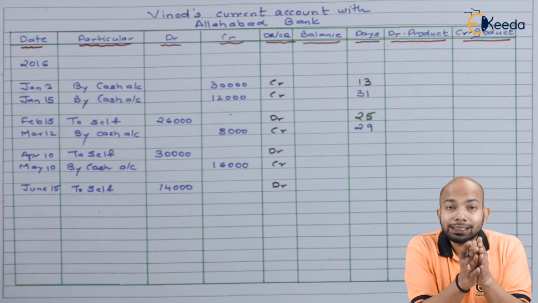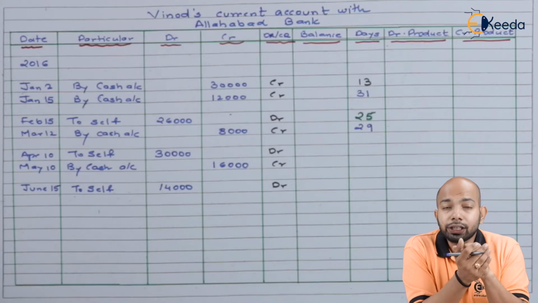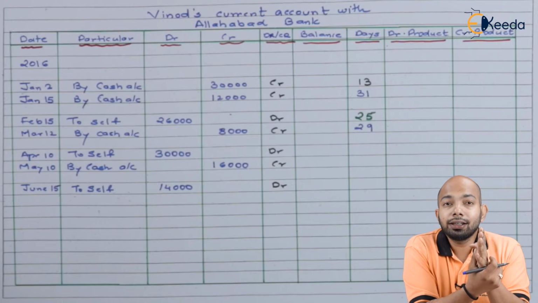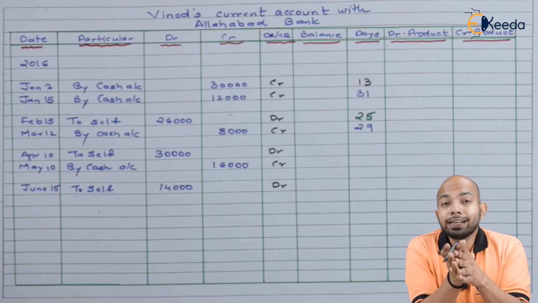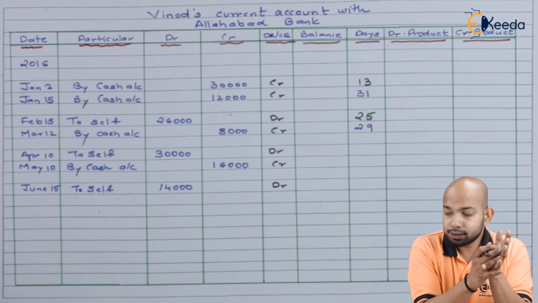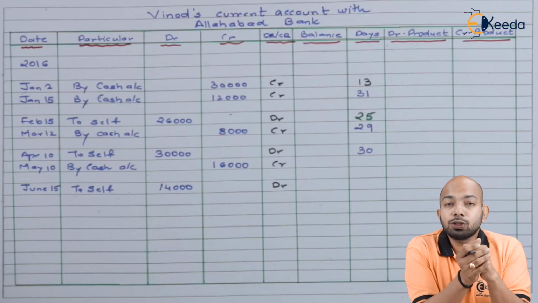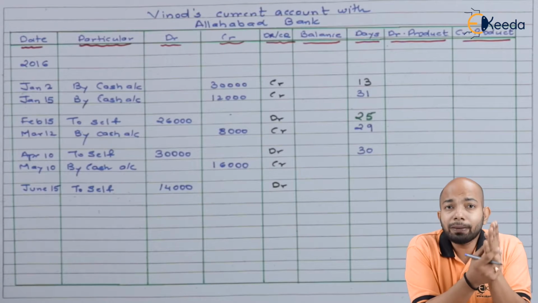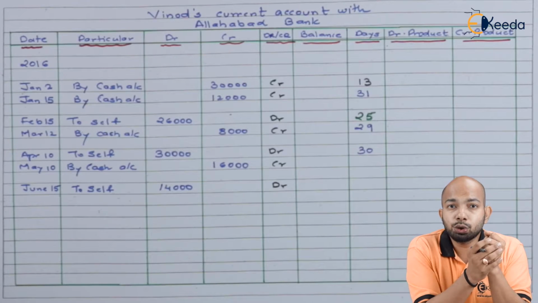Now for April 10, the next transaction happens on 10th of May. Let's calculate how many days between that. April has 30 days. Out of that, 10 are already subtracted. That means 20 days here. So 20 days of April and 10 days of May gives you a total of 30 days. Now again, for May 10th, the next transaction happens on June 15th. So let's calculate how many days for May. 31 minus 10 will give you 21 days for May plus 15 days of June.